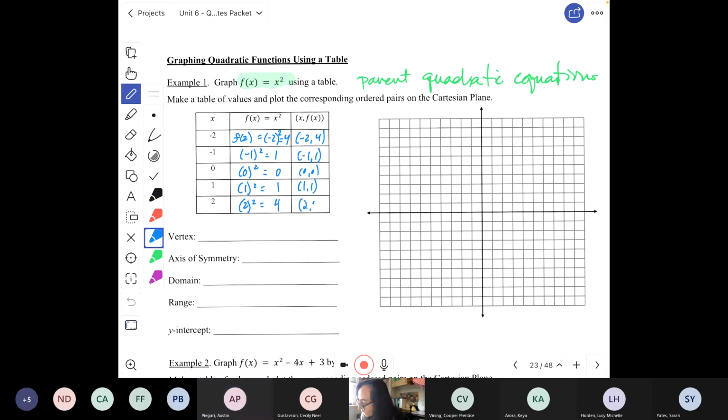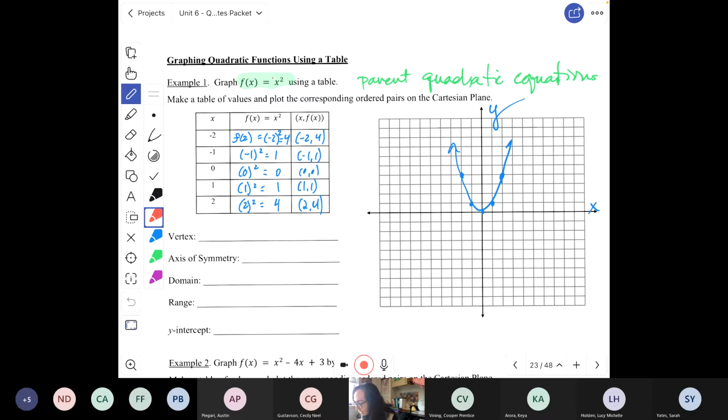Okay, so then I could plot these points. So I could say (-2, 4), (-1, 1), (0, 0), (1, 1). We see the symmetry. So I could do a quick little sketch of this parabola, and I can identify some characterizations. So this opens up. That makes sense because our leading coefficient is 1. It's positive, so we know it's oriented upward.